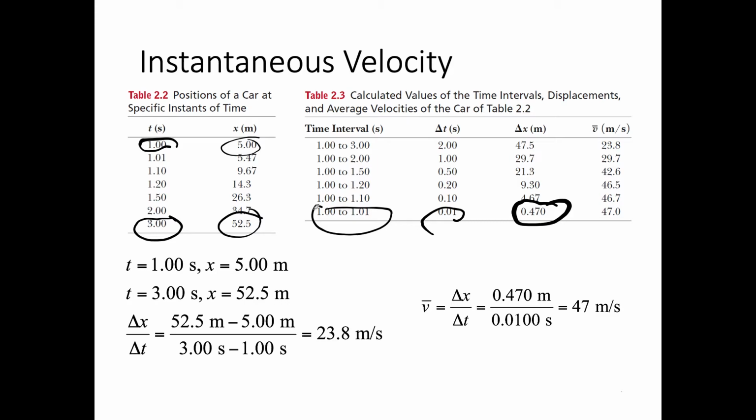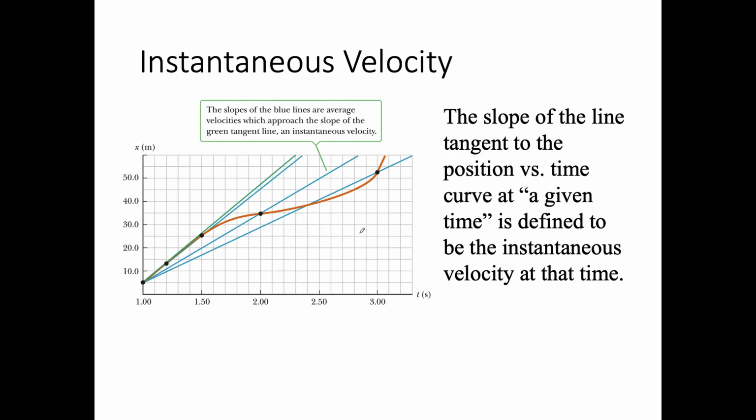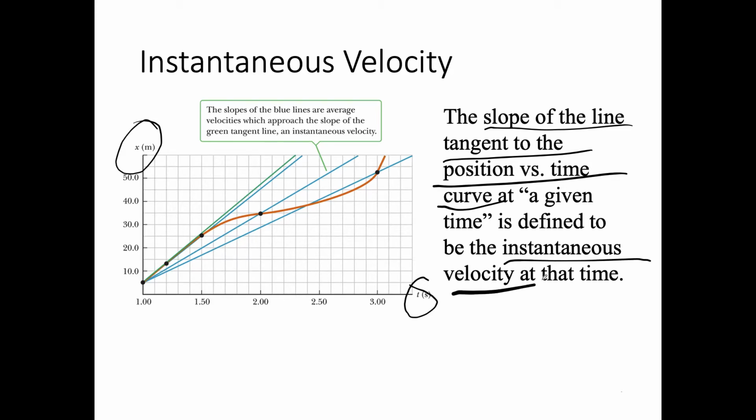And of course, we can still take an even smaller time interval. Then it will be even closer to the instantaneous velocity. So on a graph, instantaneous velocity is the tangent of the position versus time plot. The slope of the tangent to the position versus time curve gives us the instantaneous velocity.